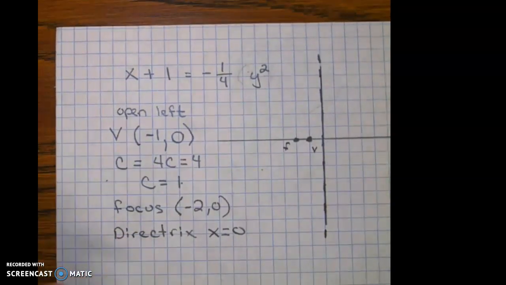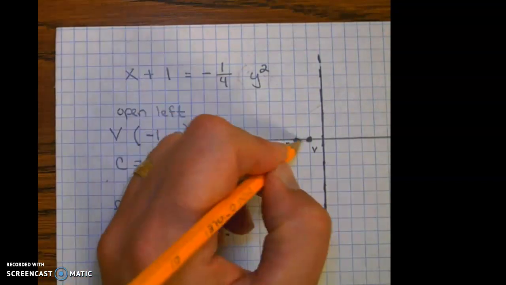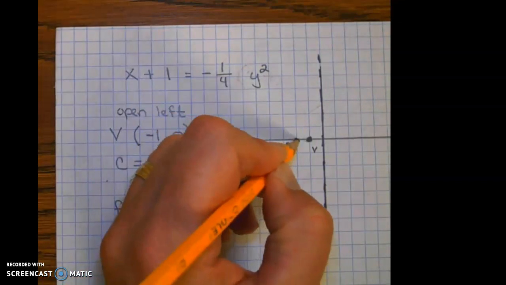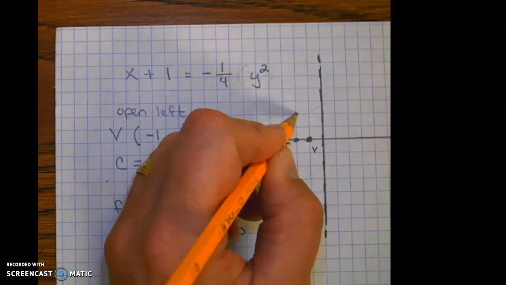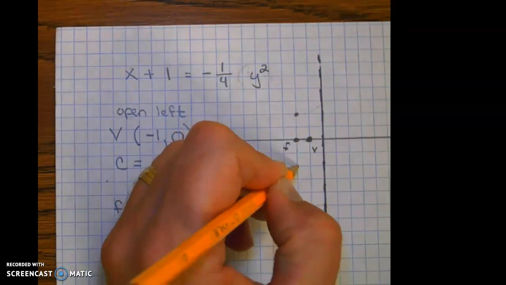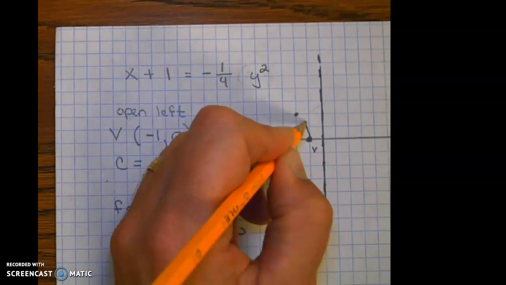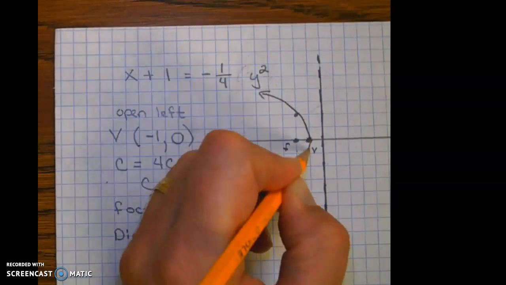To get 2 more points, remember we're going to multiply 1 times 2. So from the focus, we're going to go 2 units up and 2 units down. And then we're going to draw in our parabola.